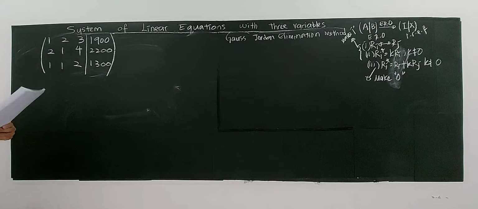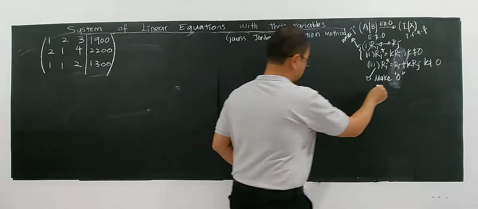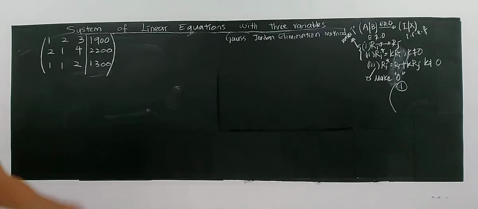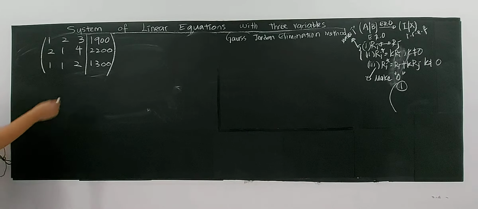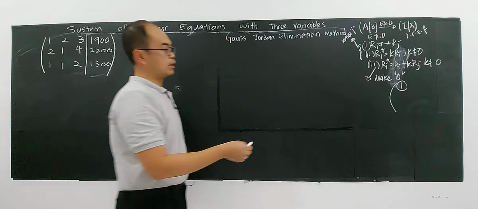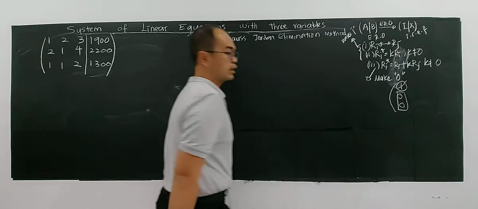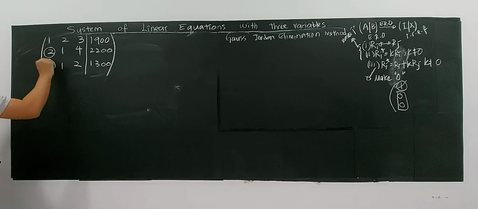Okay, let's move on with the first operation here. The first operation here is you must make sure this to be 1, right? And you have already reached 1 for this, right? It's already 1 here, so you have skipped the first step. The next step is making this 2 become 0. So that means you have to make this 2 value here become 0.